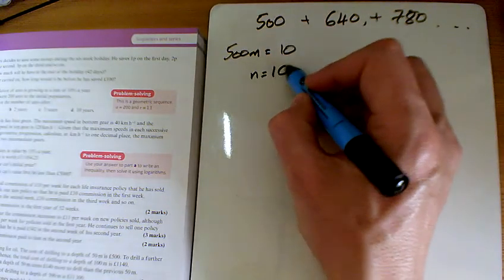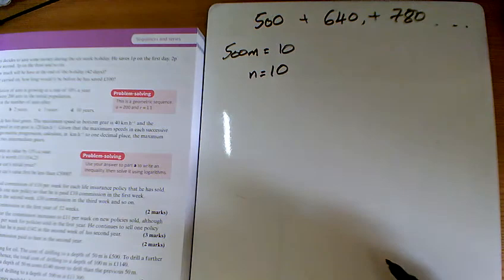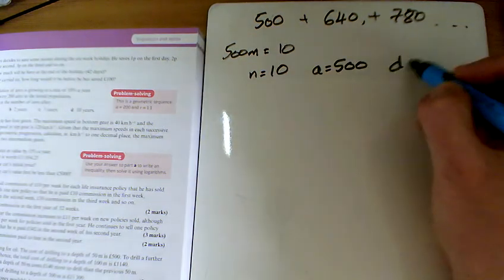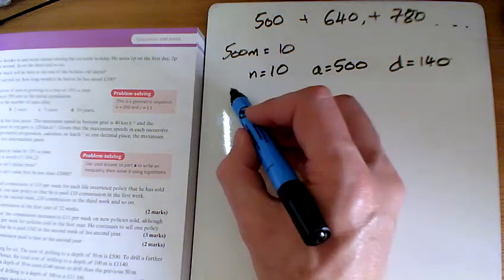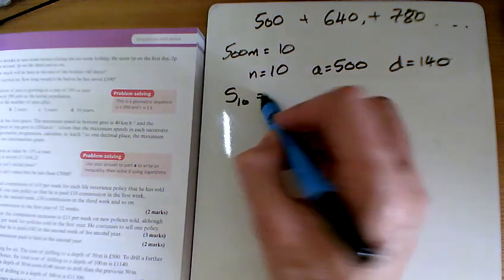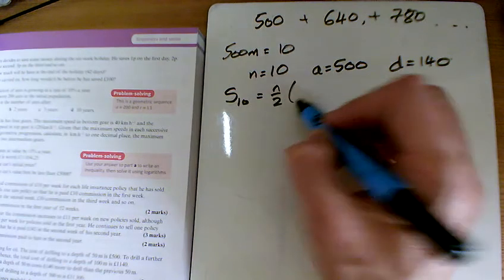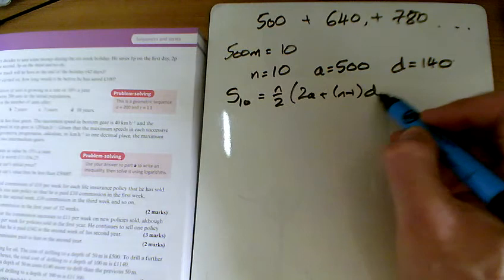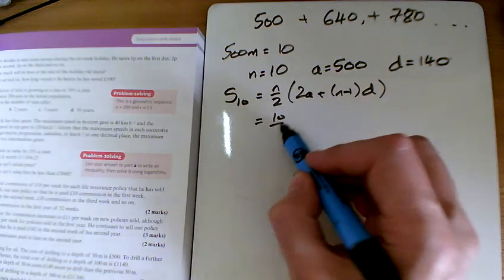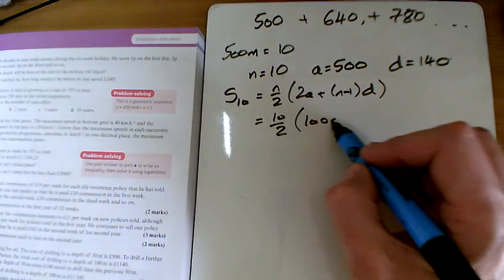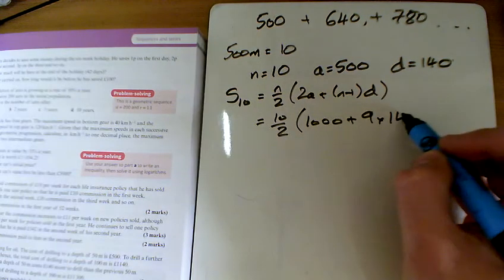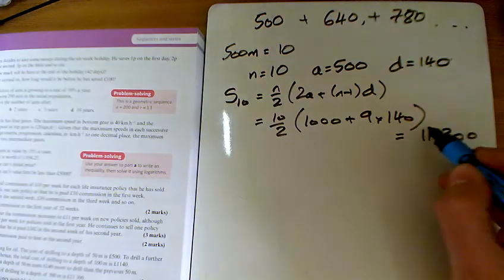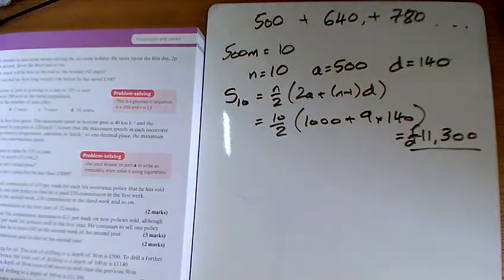So I've got everything I need now through the reading, and it takes a while to think that through, but I've got N is 10, I've got A is 500, and D is 140. I want to know the total cost of all 10 bits of drilling, so I'm going to do the formula here. So I've got 10 over 2, 2 A's at 1,000 plus 9 times 140, and tapping all of that in makes £11,300.